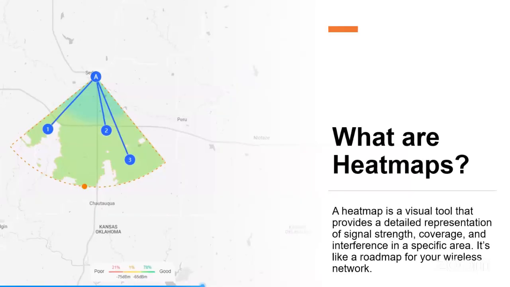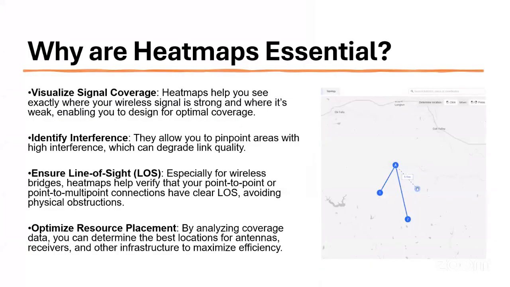First, what are heat maps? Well, a heatmap is a visual tool that provides detailed representations of signal strength, coverage, and interference in a specific area. It's like a roadmap for your wireless network. And why are heatmaps so essential today? First, it helps us visualize signal coverage.